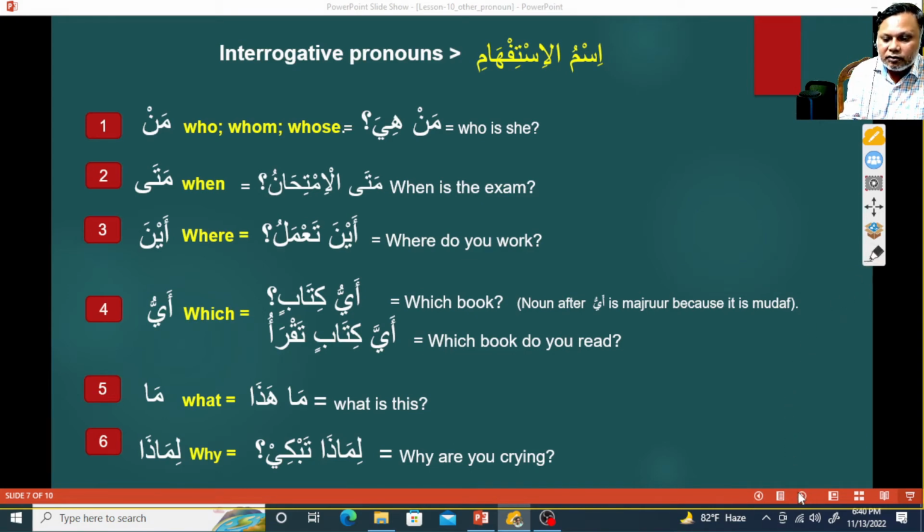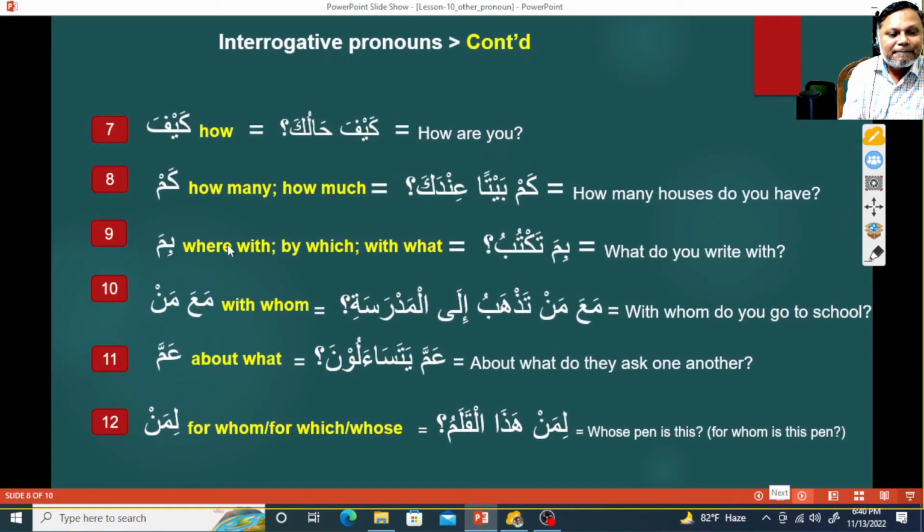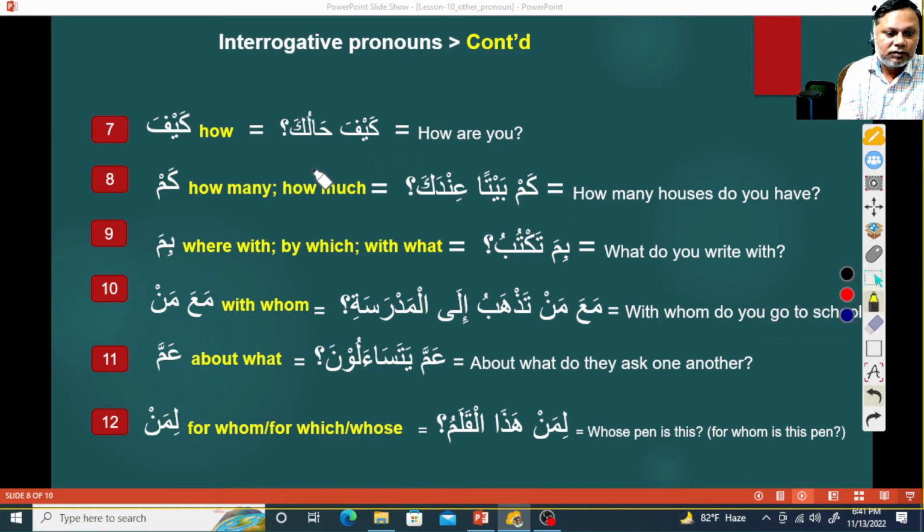Let's continue this interrogative pronoun again. Number 7. Kaifa. Kaifa is very important. Kaifa means how. Kaifa haluka. Kaifa haluka means how are you? And kam means how much, or how many.